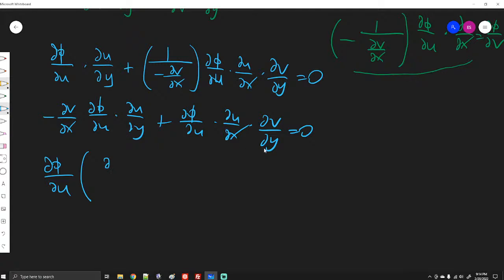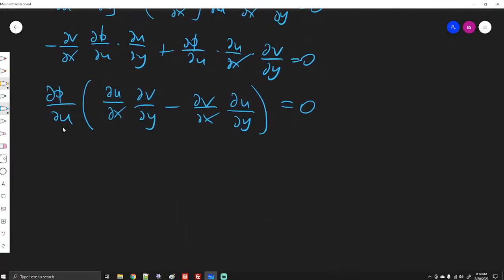So I'm going to write this positive term here first. So partial of v partial of x times partial of v partial of y minus partial of v partial of x times partial of u partial of y equals 0. So by the zero product property, either partial of phi partial of u equals 0, or this quantity in parentheses is 0. So I'm not going to make any assumptions about phi, so this being 0 is not a requirement. So that means that this quantity here in parentheses is 0.